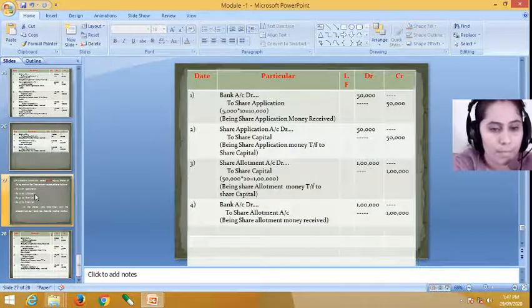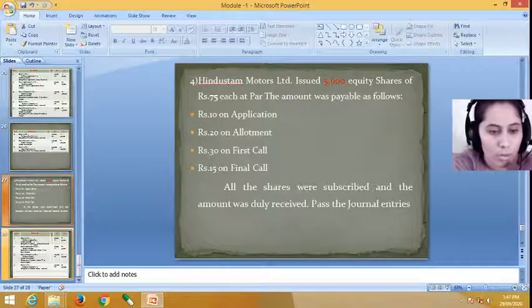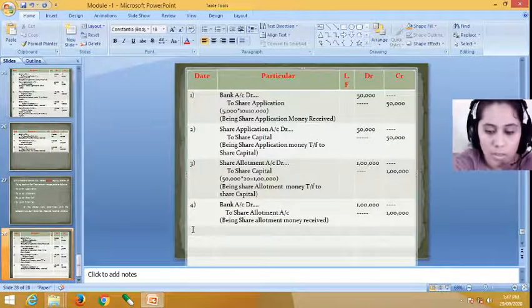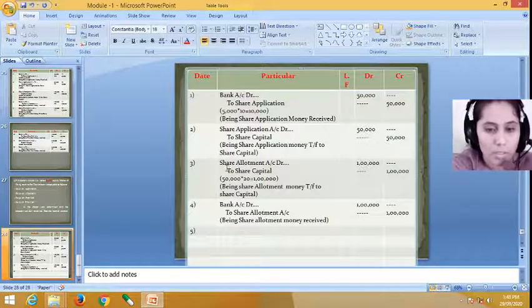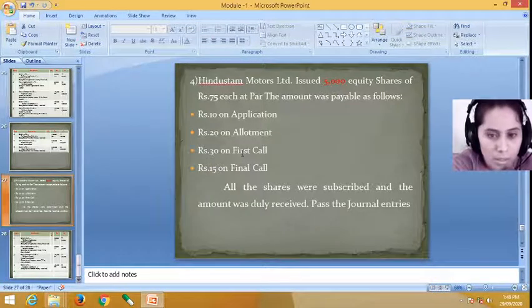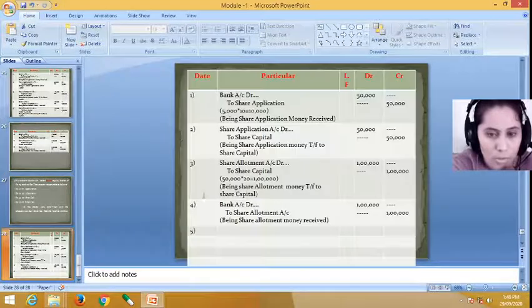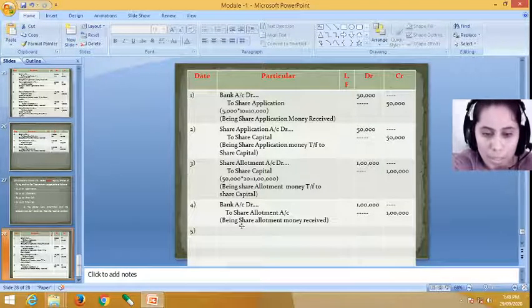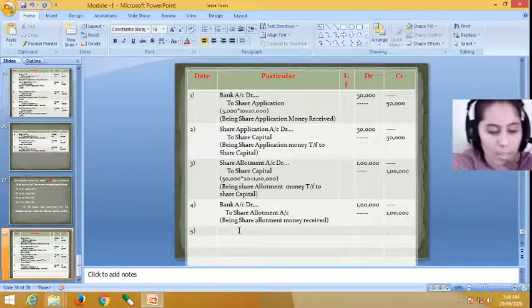Next entry is relating to the first call. So first record the transfer entry, then record the receiving entry. So what is the transfer entry? Here you are using the first call, right? So the share first call account debit, and transfer that money to the share capital.